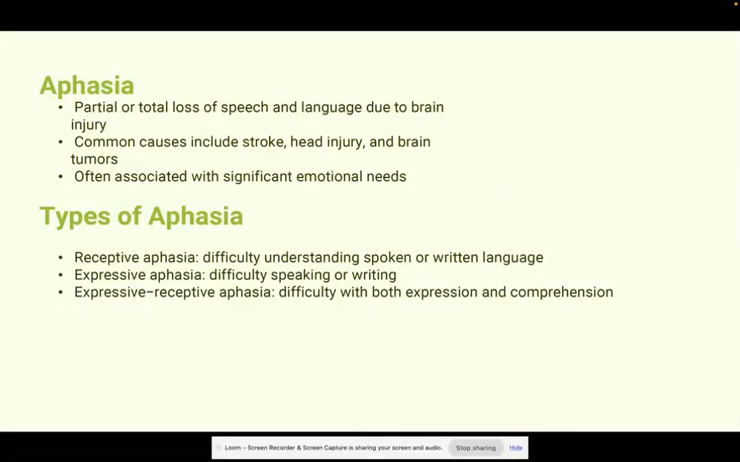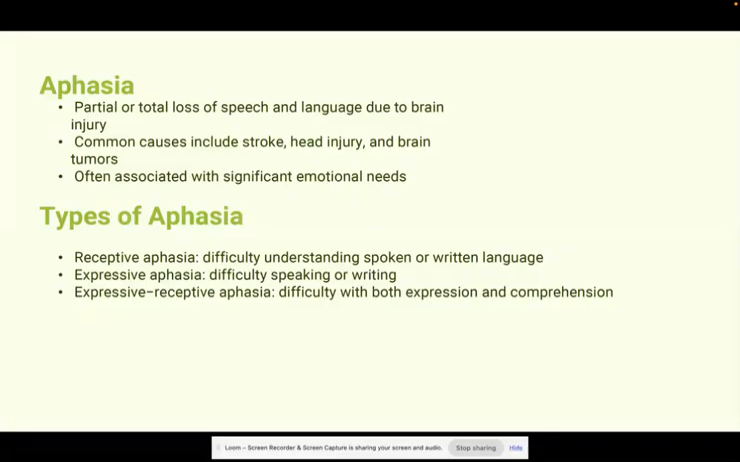So first, we have what we call aphasia. Aphasia is a partial or total loss of speech and language due to brain injury. Common causes include stroke, head injury, and brain tumors. It's also often associated with significant emotional needs, because they might get so emotional when they cannot express what they want to express.